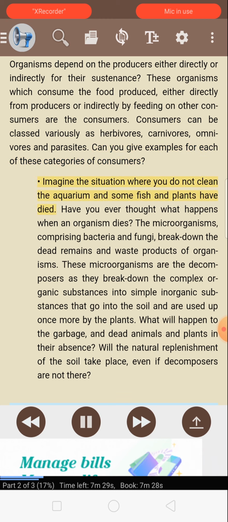Imagine the situation where you do not clean the aquarium and some fish and plants have died. Have you ever thought what happens when an organism dies? The microorganisms comprising bacteria and fungi break down the dead remains and waste products of organisms. These microorganisms are the decomposers as they break down the complex organic substances into simple inorganic substances that go into the soil and are used up once more by the plants. What will happen to the garbage and dead animals and plants in their absence? Will the natural replenishment of the soil take place even if decomposers are not there?